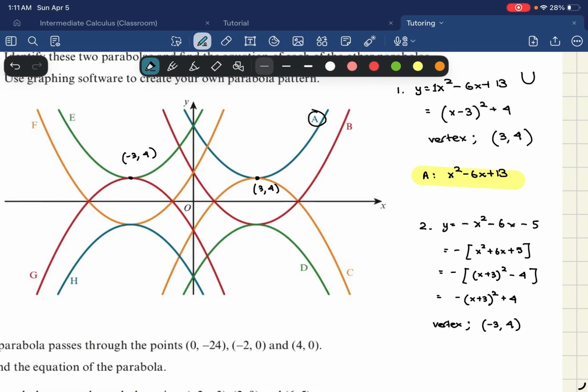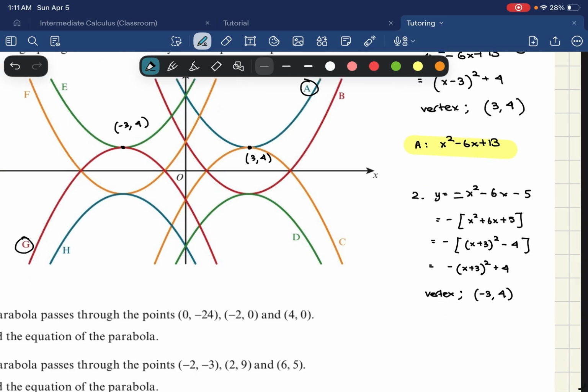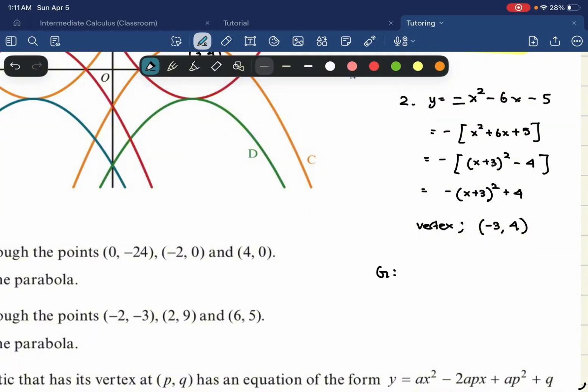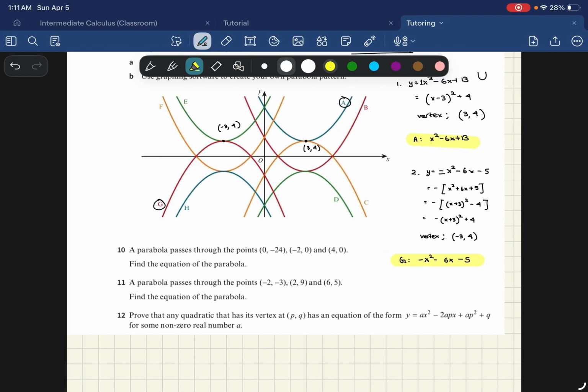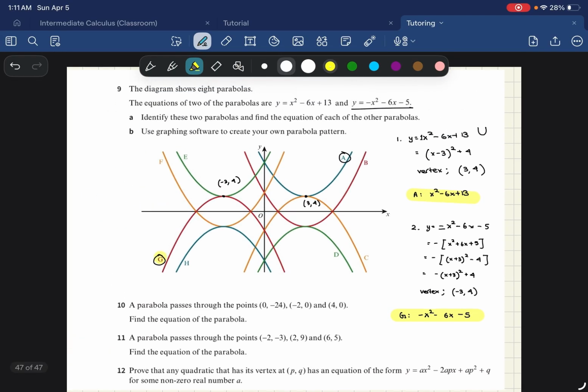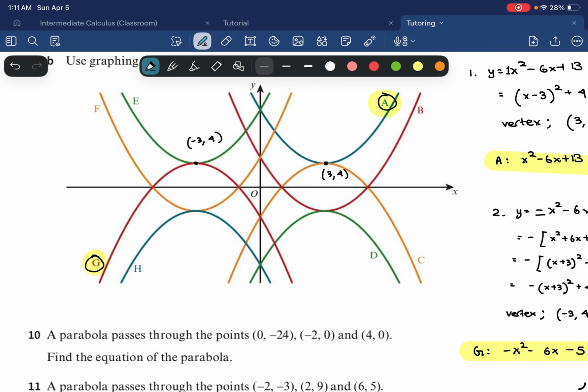So now, what I'm going to do is, this is less than 1. This is negative. So my graph has to be concave down. So it's going to be G instead of E. So my G has the equation minus x squared minus 6x minus 5. So I know two curves and I have identified G. I know what is A. I can figure out everything else. How do I do that?